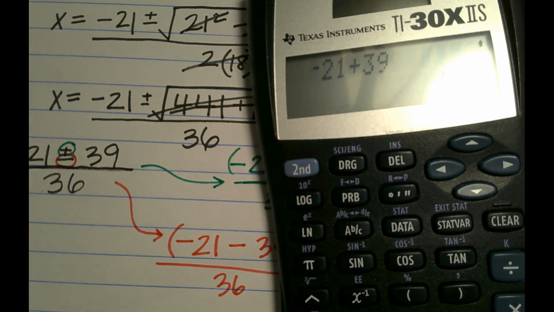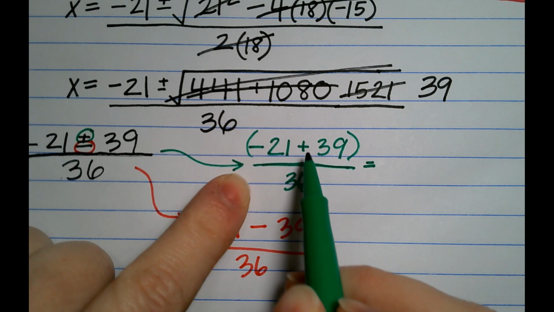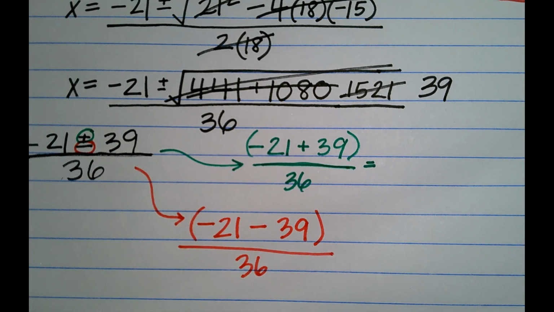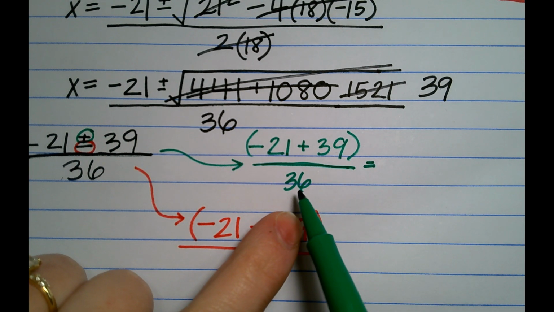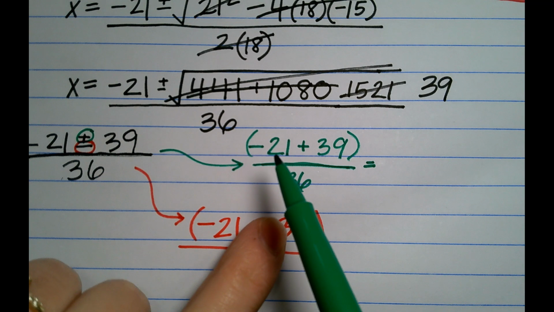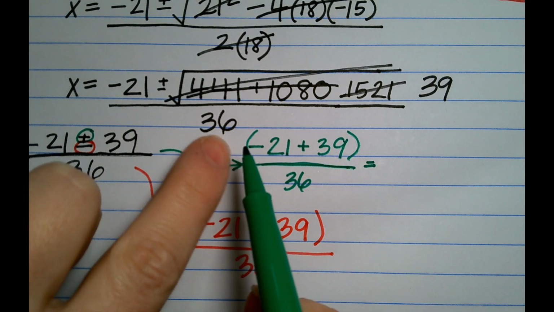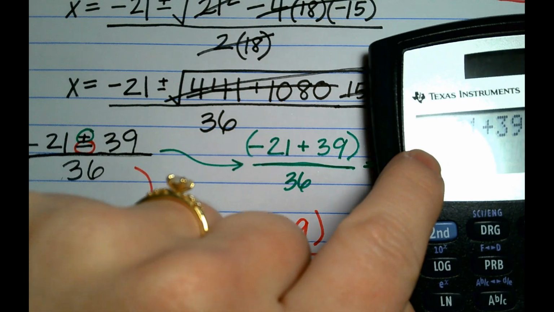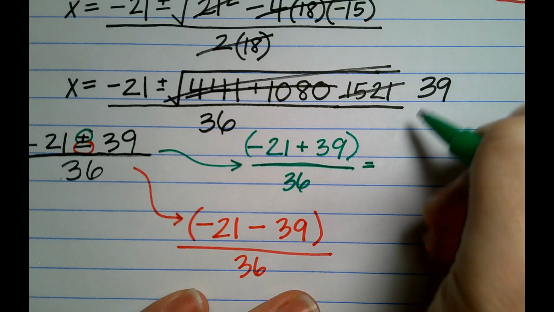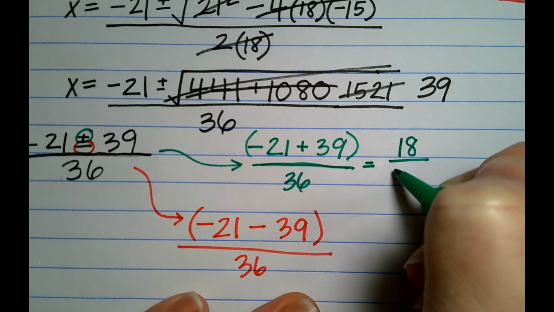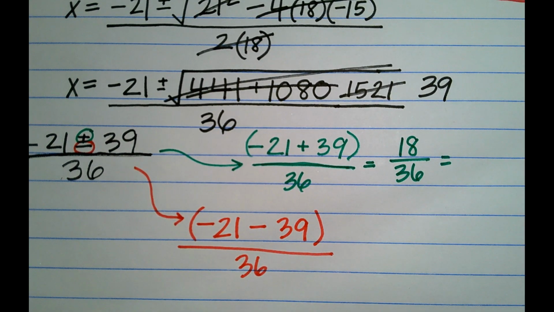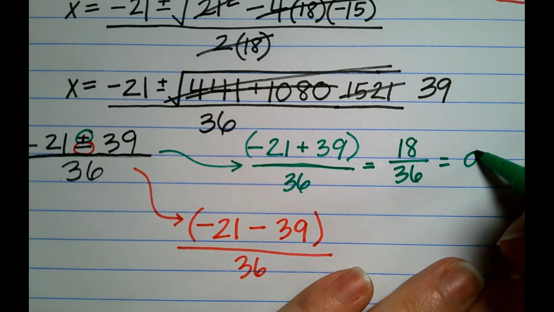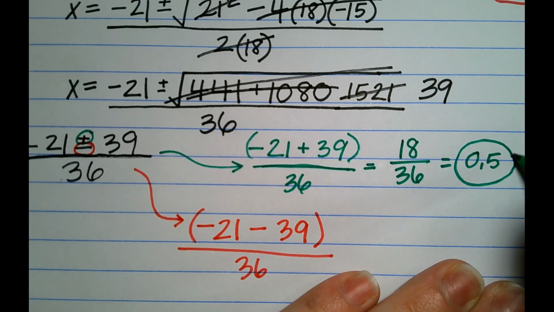Oh, okay, so let's talk about this again. You typed negative 21 plus 39 divided by 36 all at once. We can't do that because your calculator is going to do 39 divided by 36 first and then subtract 21 because of the order of operations. So we actually have to do the top part first separately or else we'll get the wrong answer. So we'll start with that negative 21 plus 39 and that gives us positive 18. And then we divide by 36. And what does that give us? 0.5, which is the same as 1/2.